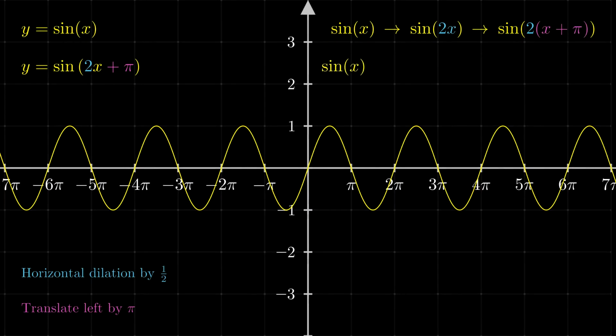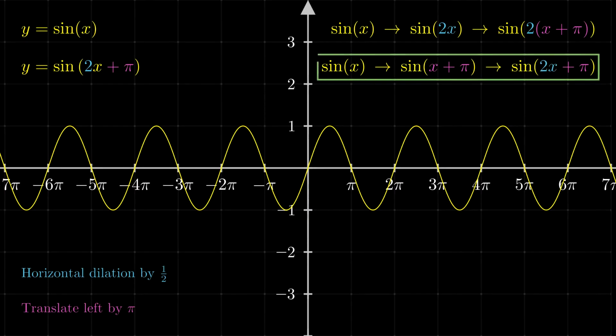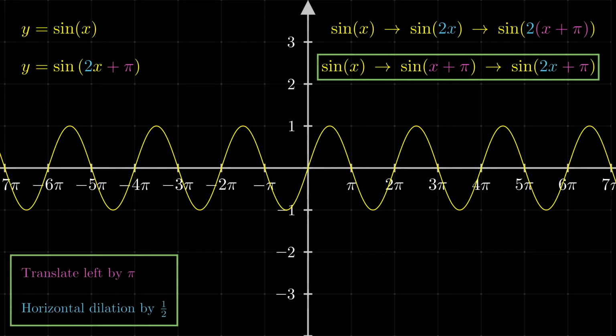Okay, so from the beginning, we change x into x plus pi. Then we do the dilation. We change the x into 2x. Now you can see, algebraically, that's the correct one that we're after. So in fact, the correct way is to do these two in the opposite order. We translate first, then dilate.